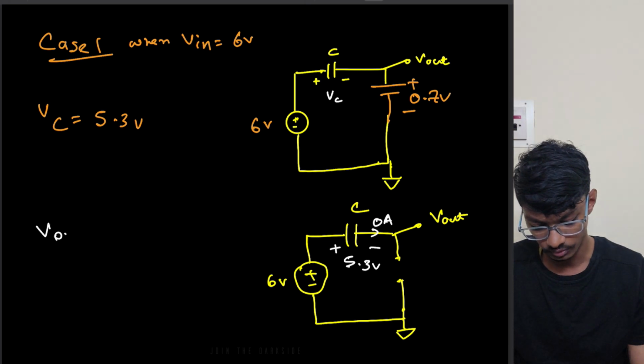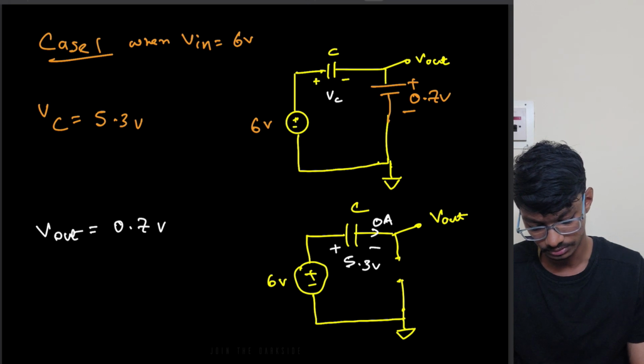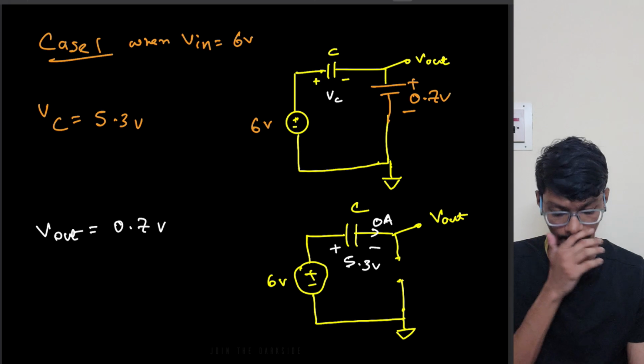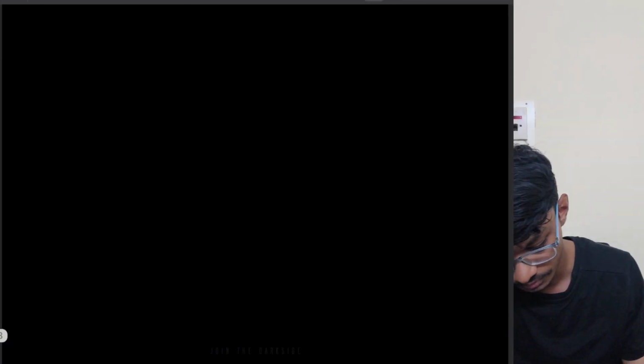So what is V out? It will be 0.7 volts, right? Simply apply the KVL from here, it will be 0.7 volts. Now for case 2.